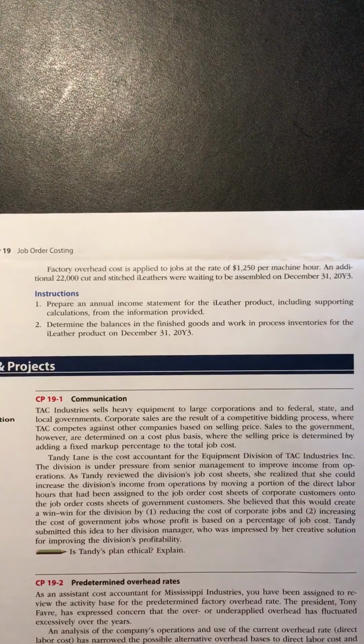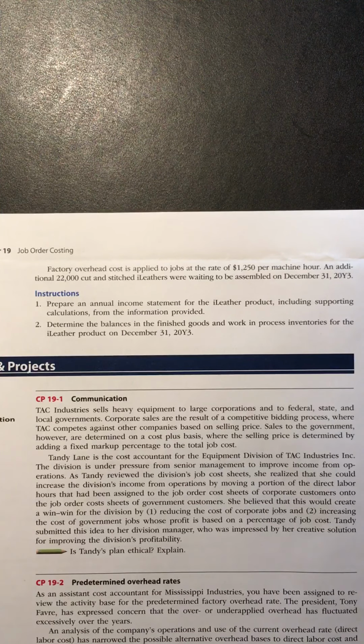And what it lacks is labor. It's got the material and the overhead in it, but not the labor in it. So they want us to prepare an income statement and then what the balances in the two finished goods and work in process inventories are. So I'm going to walk through the solution here.